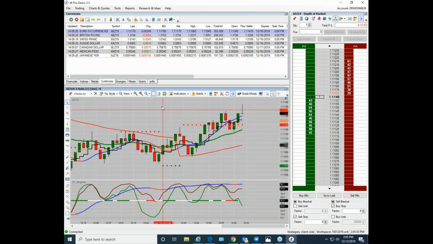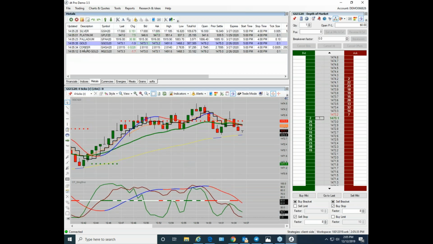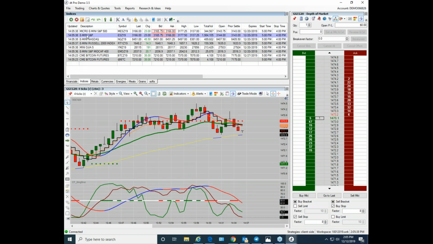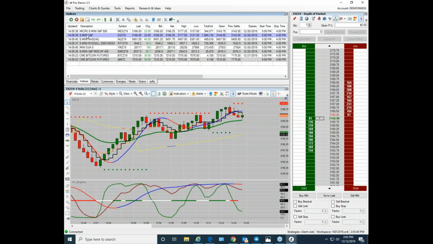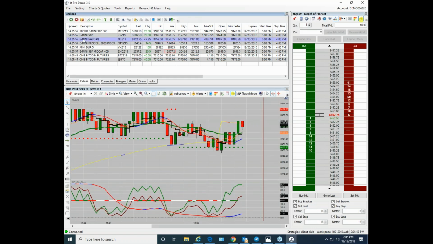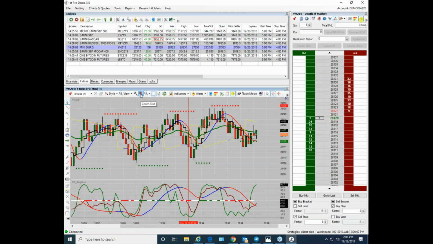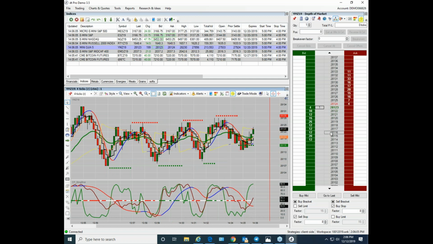All right, let's look at a few more and then we'll call it quits. So what I'm doing, just so you know, is I have my chart and my DOM linked to the quotes. See this here? And see that here? That's activated. So what that allows me to do is, all I have to do is click on the market and it changes the quote, the chart, and the DOM.